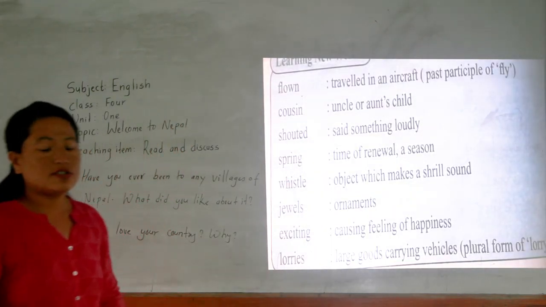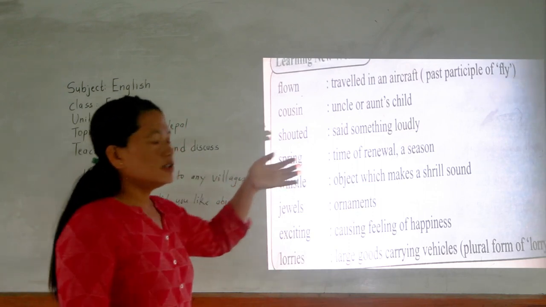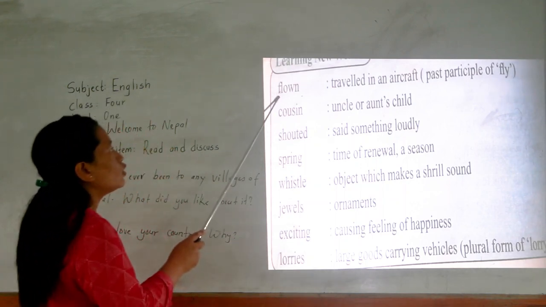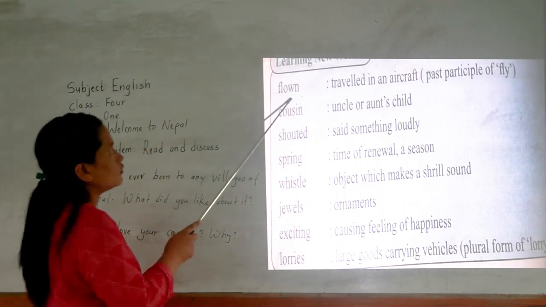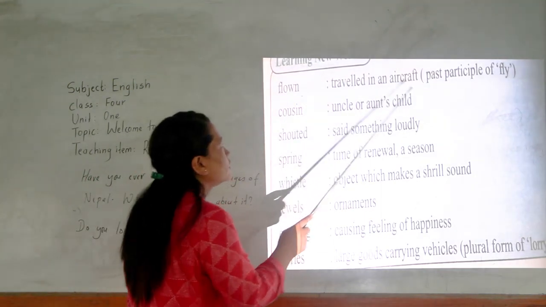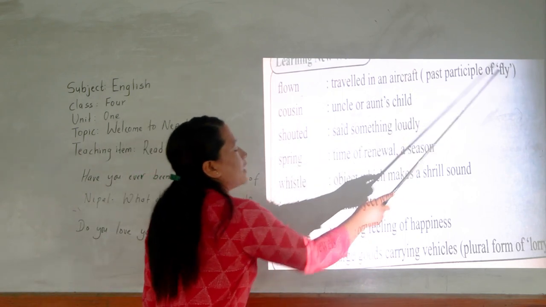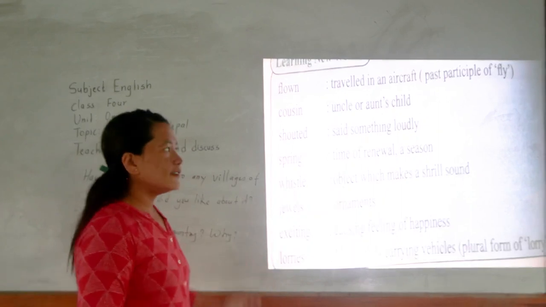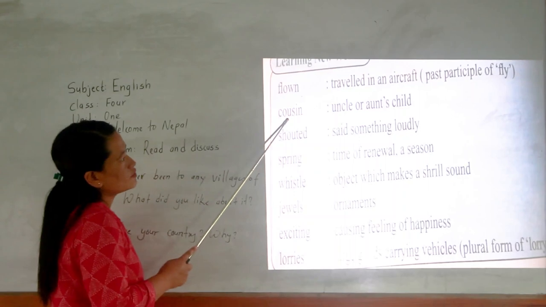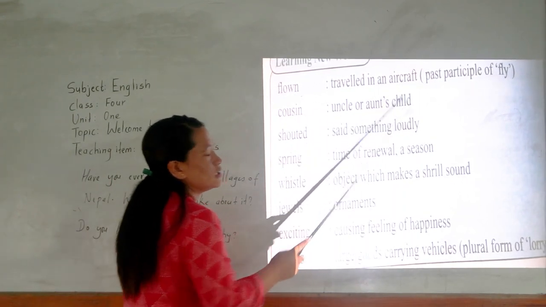Okay, these are the words which are very new for you. There are so many words with their meanings. Let me show you. Flown. What is it? Its meaning is travel in an aircraft. The word flown is the past participle of fly. Can you read fly? Yes. And what is cousin? You are so familiar with this word, I think. It's an uncle or aunt's child.